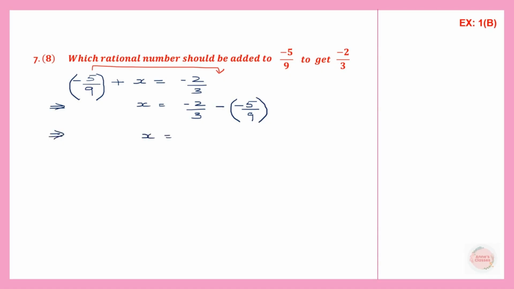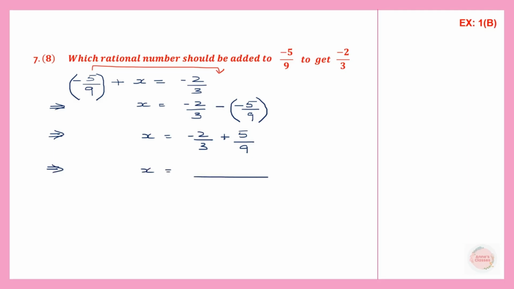x is equal to minus 2 by 3. Now here we have minus, minus into minus is plus. So that becomes plus 5 by 9. Now we can work this out. So here x is equal to minus 2 by 3 plus 5 by 9.